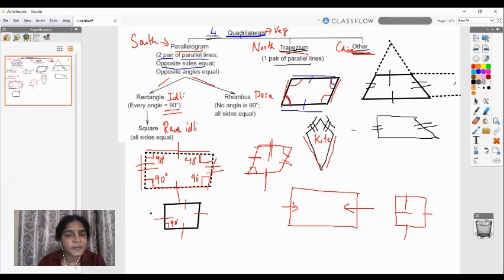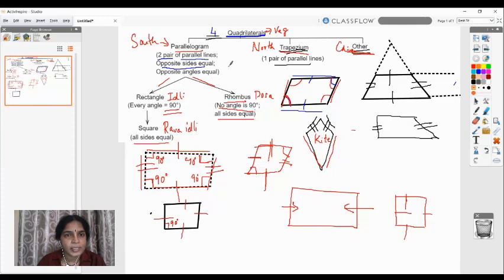Now, what's the difference between a rhombus and a square? In a square, all sides are equal and all angles are equal to 90 degrees. In a rhombus, all sides are equal, but none of the angles is 90 degrees. None of the angles is 90 degrees. I hope you understood all the different categories of quadrilaterals with the help of this particular diagram, right?